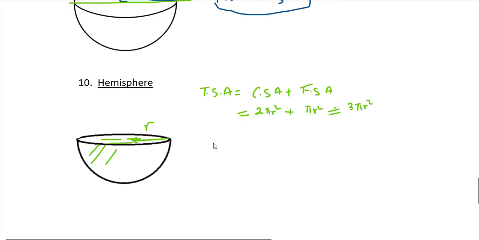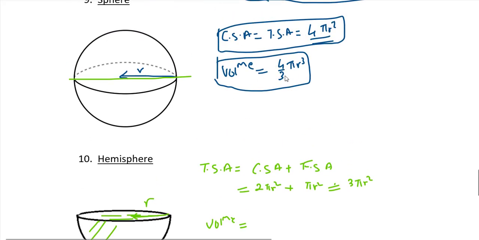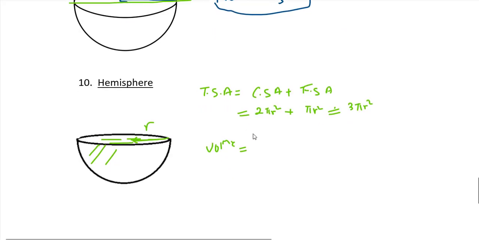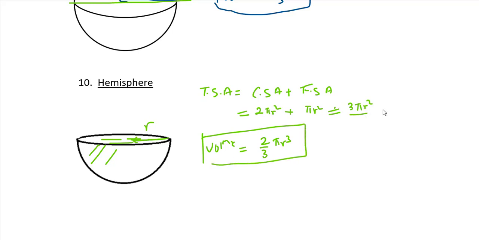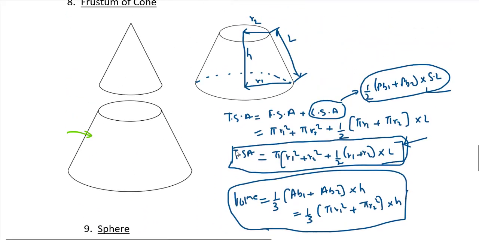For volume, it will straight away become half of what it was for sphere. For sphere it was 4 by 3 pi r cube. So in case of hemisphere it will become 2 by 3 pi r cube. So this is the formula for volume, and this is the formula for total surface area. I hope now you are able to understand how to arrive at the formula for total surface area and volume in case of various three-dimensional figures.